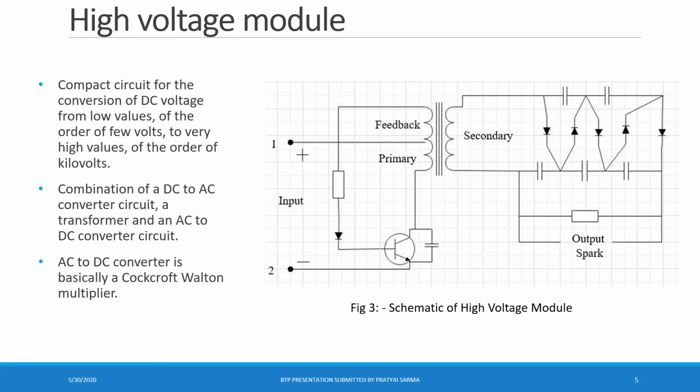The high voltage module used in the high voltage circuit is basically a complex circuit for conversion of DC voltage from low values to very high values of the order of kilovolts. It is basically a combination of a DC to AC converter circuit, a transformer and an AC to DC converter circuit. The AC to DC converter circuit is basically a Cockcroft-Walton multiplier.